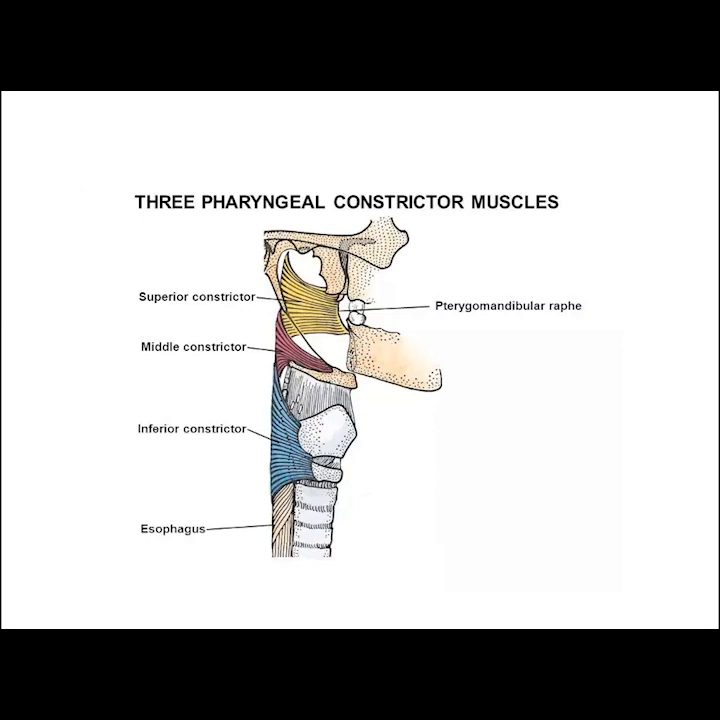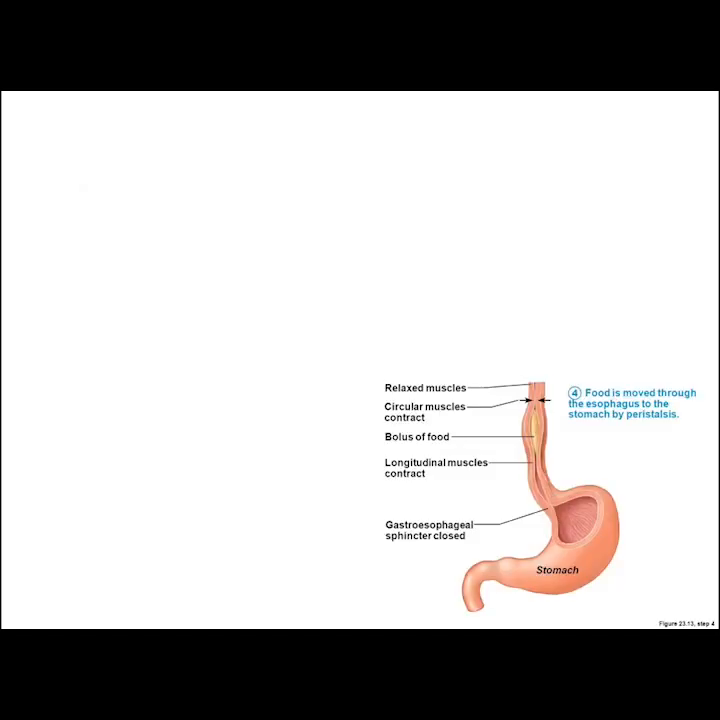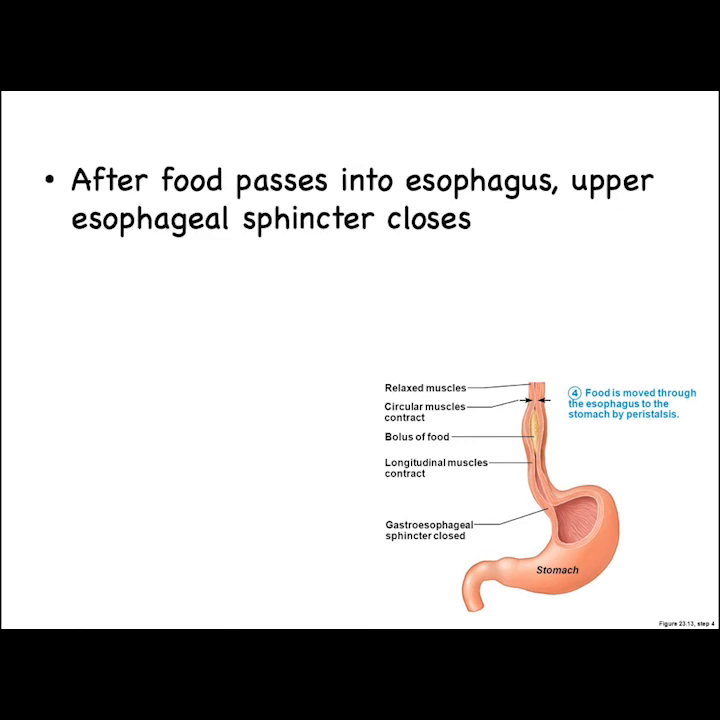In this illustration, you can see the three constrictor muscles in the pharynx. Remember, these muscles are the circular muscles found in the muscularis externa. These are skeletal muscles. Once the bolus passes into the esophagus, the upper esophageal sphincter has to close. This prevents backward movement.